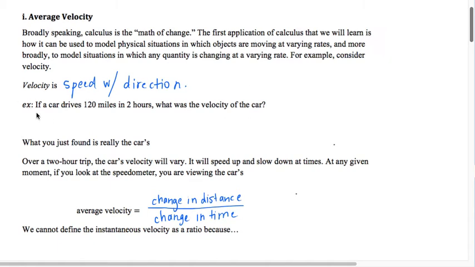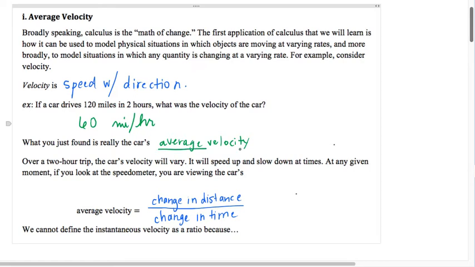Okay, so for example, if a car drives 120 miles in 2 hours, what was the velocity of the car? Well, if you travel a total of 120 miles and it takes you 2 hours to do that, on average you're traveling 60 miles per hour. But that's really the car's average velocity, not its velocity at every second of its trip.